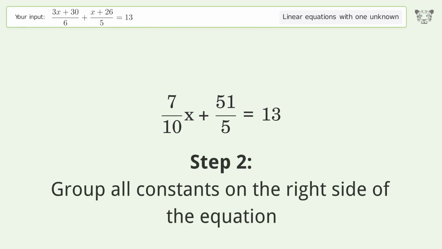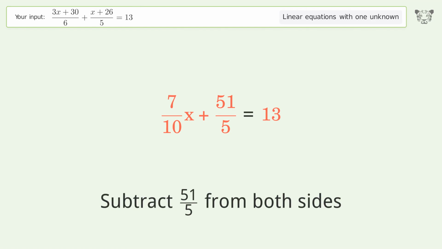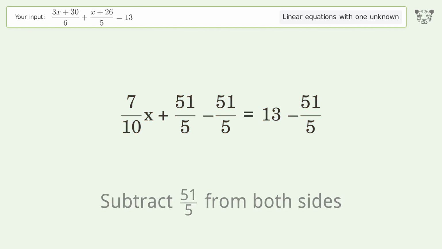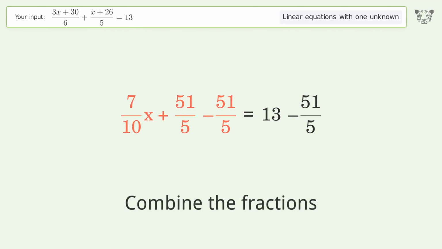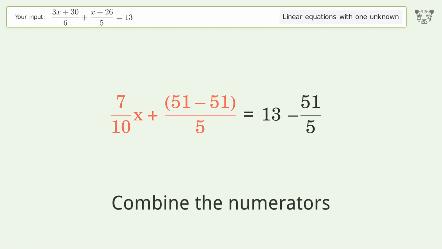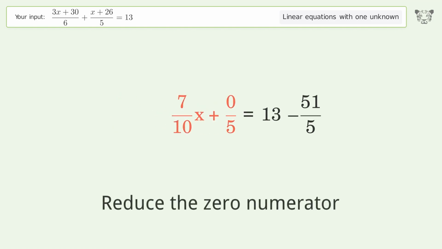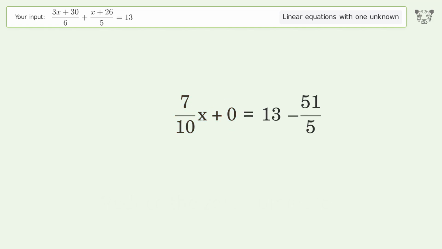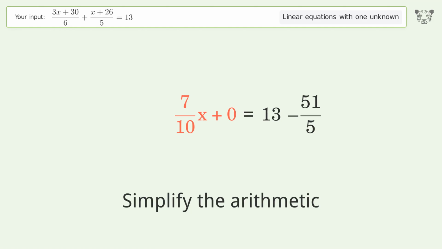Group all constants on the right side of the equation. Subtract 51/5 from both sides. Combine the fractions. Combine the numerators. Reduce the zero numerator. Simplify the arithmetic.